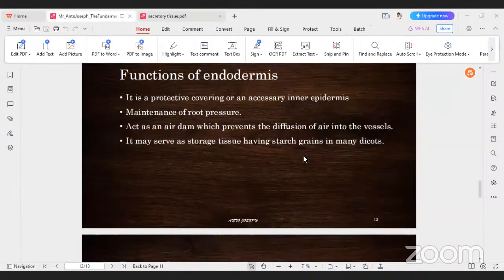Next, function of endodermis: simple, protective, maintains root pressure. As I told you, due to the root pressure, guttation is formed. It acts as an air dam which prevents the diffusion into air, and serves as storage tissue having starch grains, in many dicots. Only dicot stem, mainly dicot stem.